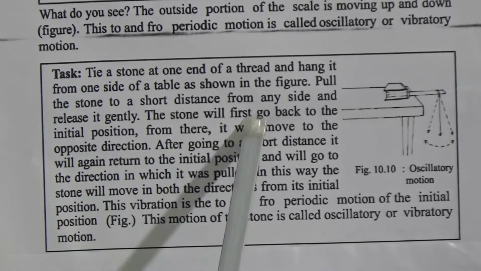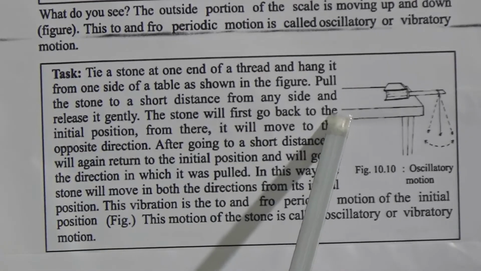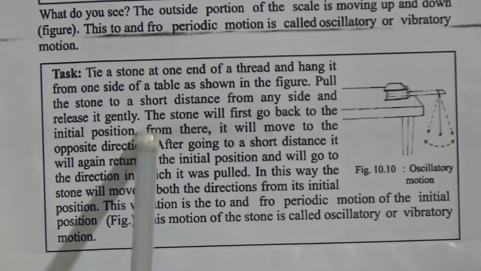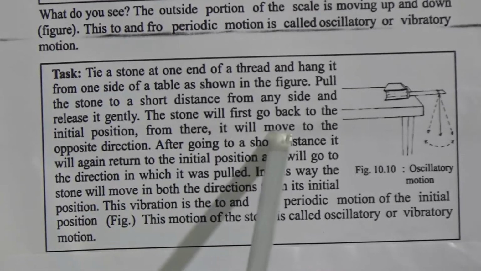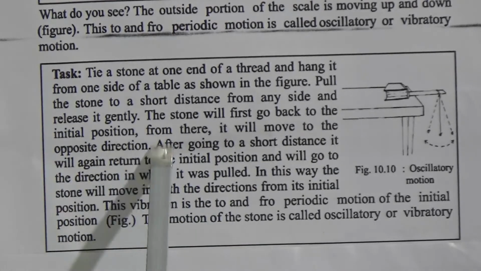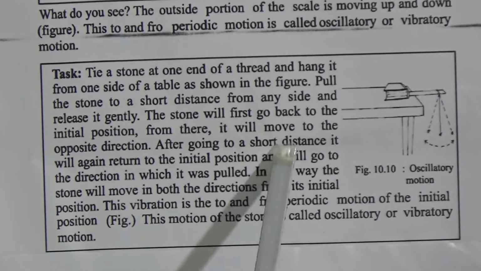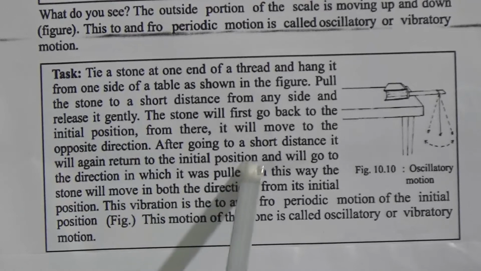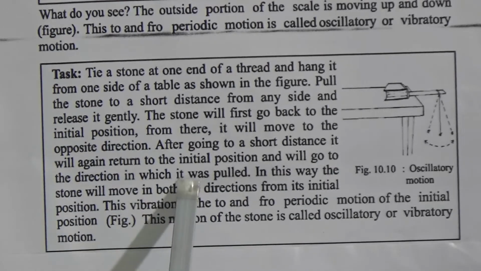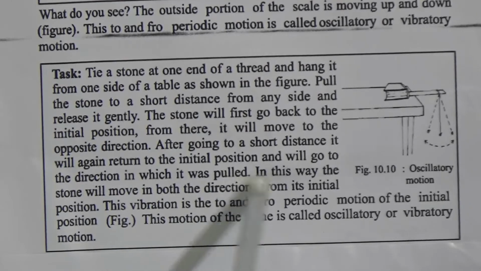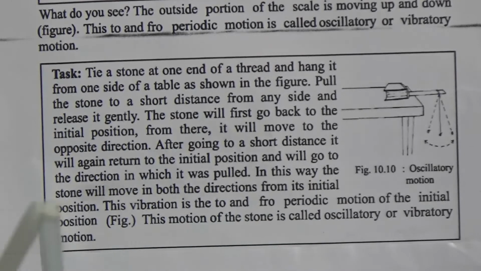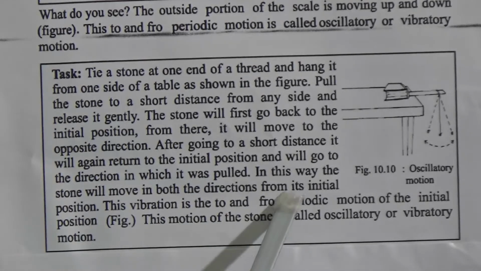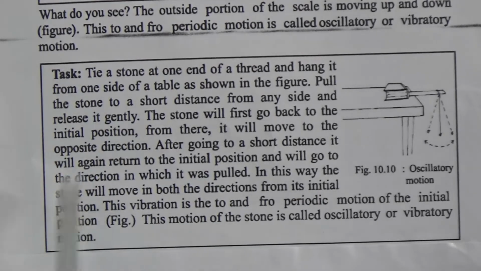The stone will first go back to the initial position. From there it will move in the opposite direction. After going a short distance, it will again return to the initial position and go in the direction in which it was pulled. In this way, the stone will move in both directions from its initial position.